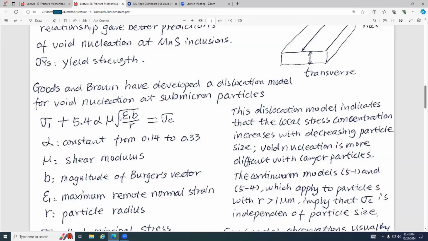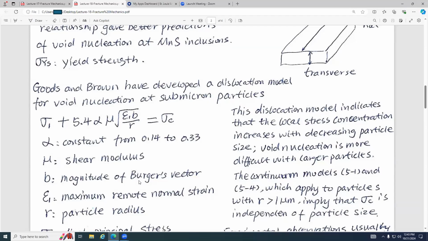So you can see this equation. Alpha is a constant with a given range, 0.14 to 0.33. Mu is the shear modulus. B is the magnitude of Burger's vector. Do you know where you learned Burger's vector? In material science, we learned about dislocations, right?